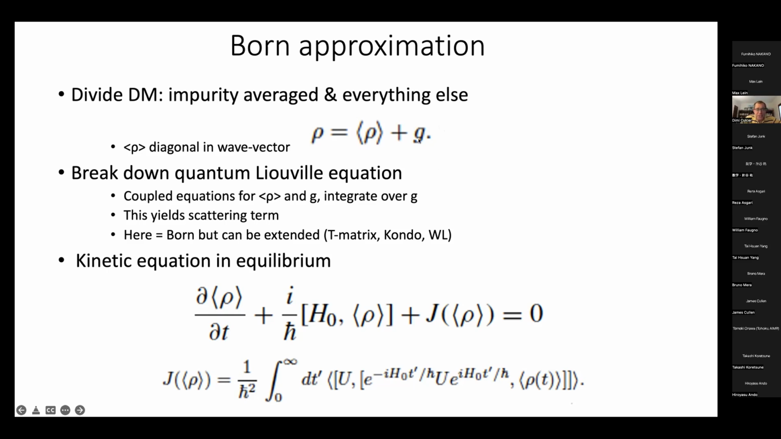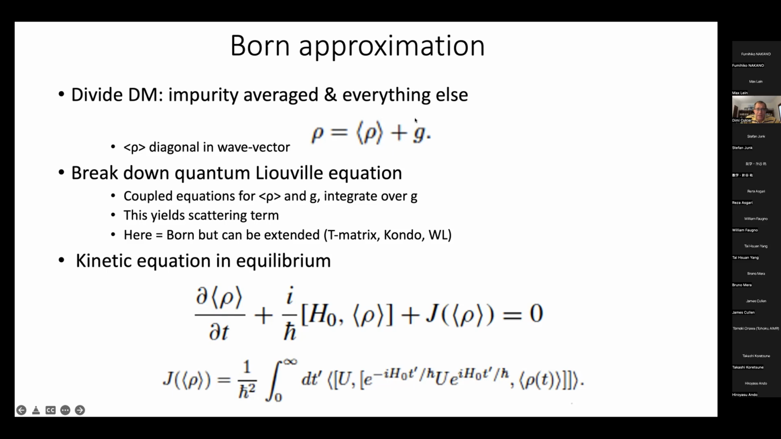And this G here is something that we're going to get rid of. Because the point is, we're going to take the Liouville equation and break it down, and we're going to get an equation for this rho average, so averaged over disorder, and that's what we're interested in.